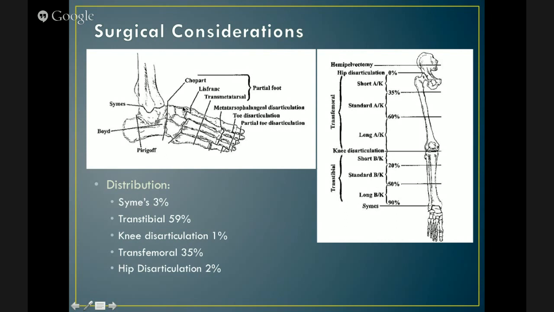Lisfranc, which is a disarticulation just distal to the tarsal bones, the Chopart, which is just proximal to that. The Syme's, transtibial. Any other guesses? Transtibial, right?